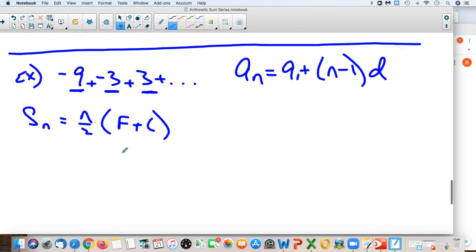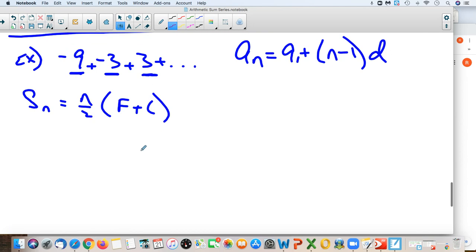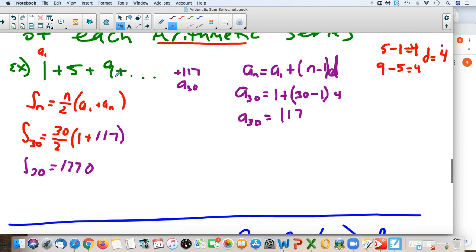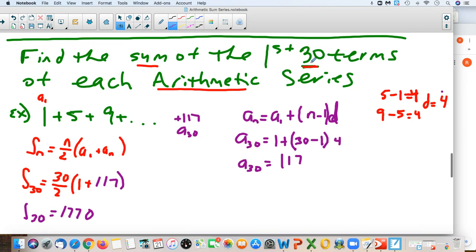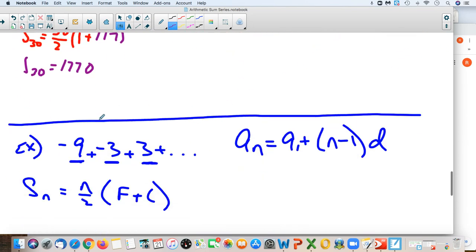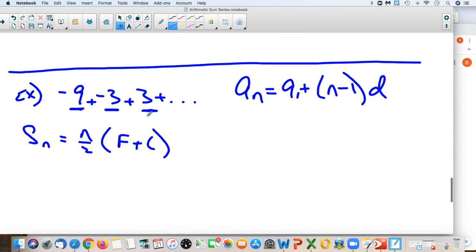Now let's take a look at this next question here. Okay, I left both formulas up here to save time. So let's take a look at this real quickly and see what's going on with this problem. First, we want to find the sum of, and the directions are the same, the first 30 terms. So we are finding the sum of the first 30 terms.